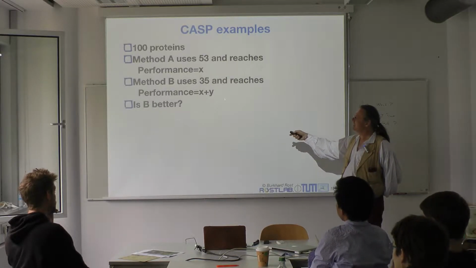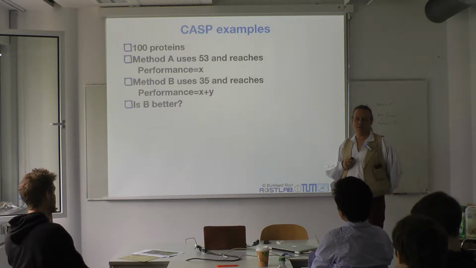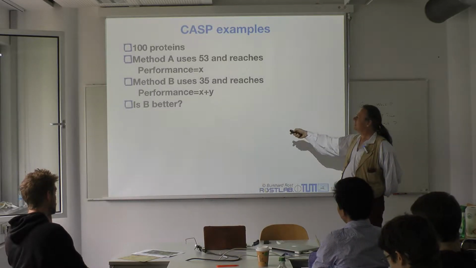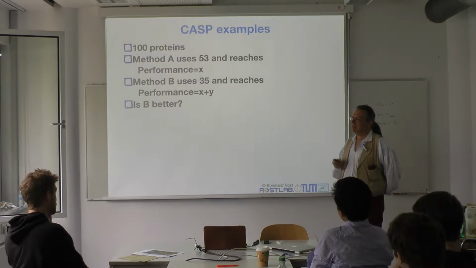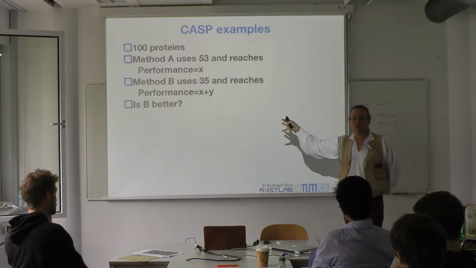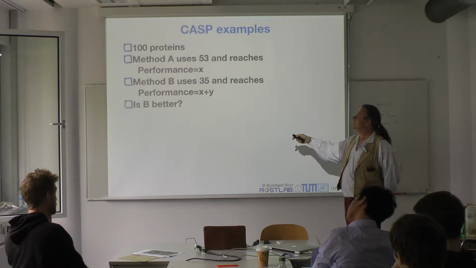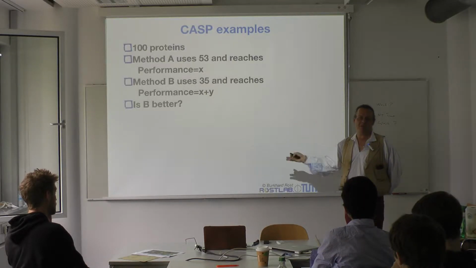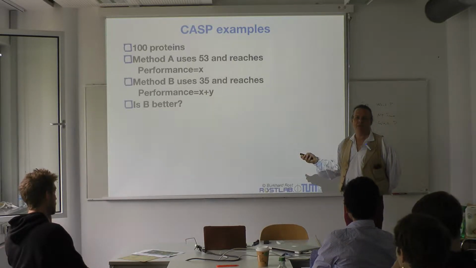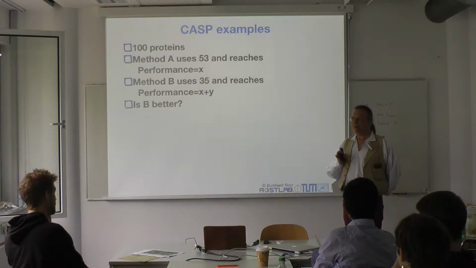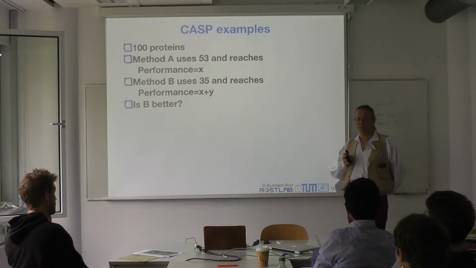Another issue that's very important is the value of Y. So say we talked about secondary structure prediction, and say the performance is 70%, X is 70, and Y is 71. Is 71 more than 70? Well, yes, numerically it is. What's the next thing you have to ask?